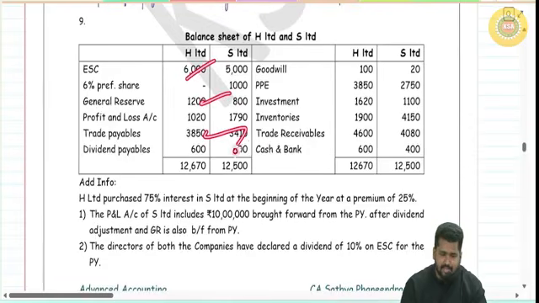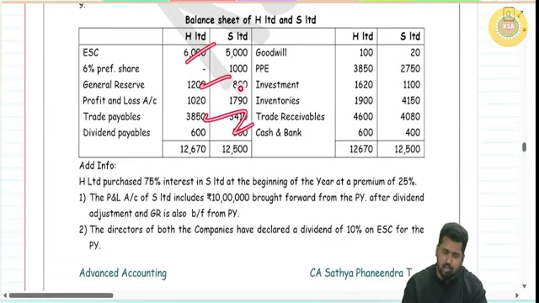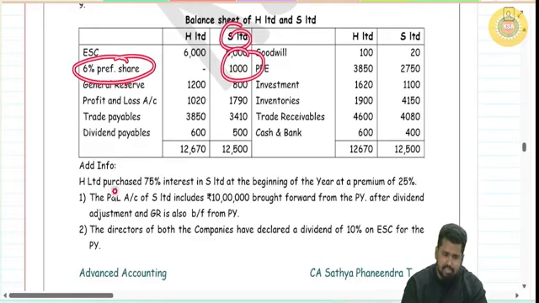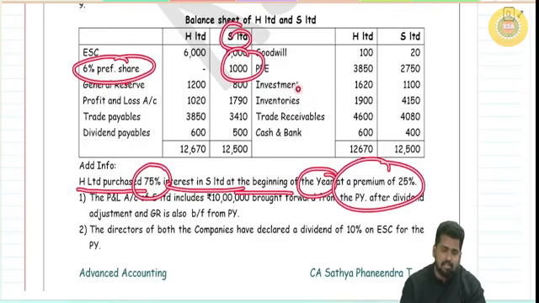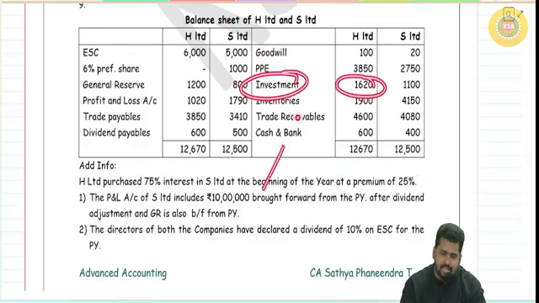In this sum, if you see, the preference shares, the subsidiary is having 1000 preference shares. In that, H Limited is purchasing 75% interest at the beginning of the year at a premium of 25%. Sir, but the investment they have given something. No sir, that investment and this investment are not the same. Clear? Some other number we are going to do.